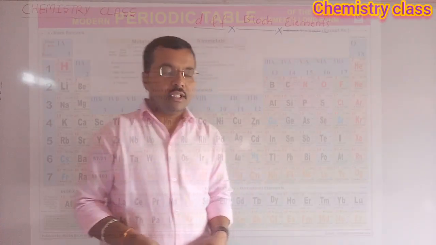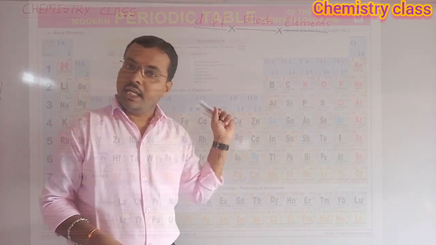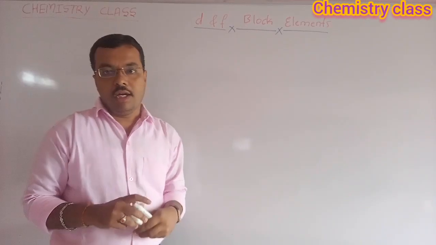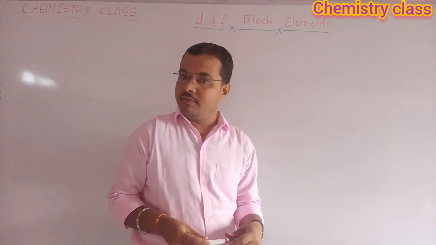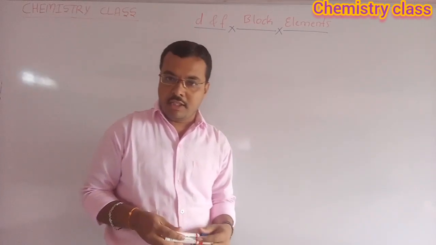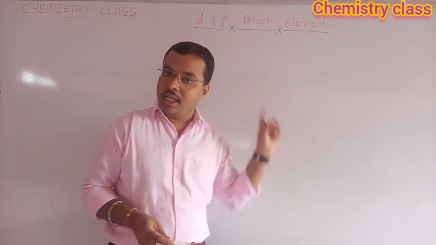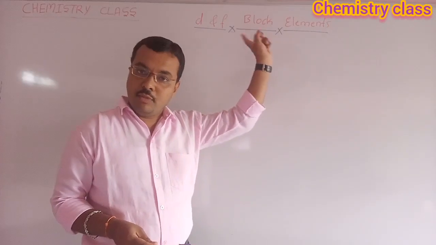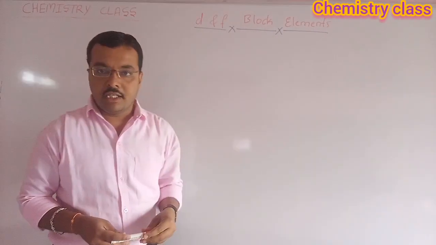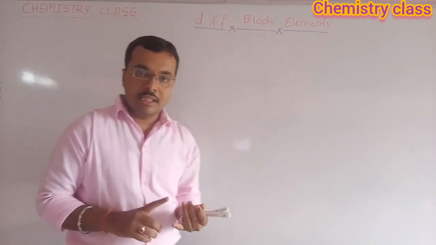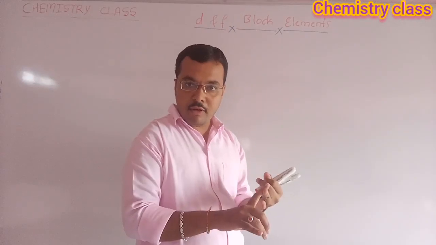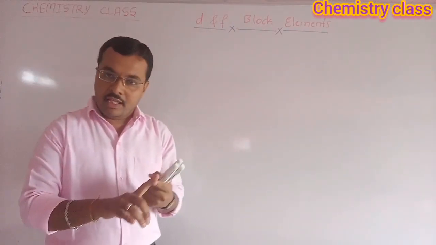Let us discuss the continued part of the chapter D and F block elements. In the previous sessions of this chapter, we have discussed some of the concepts, like the classification of the periodic table and where we can find the D and F block elements. Both D and F block elements come under the classification of the periodic table. The periodic table can be classified into a total of 4 different blocks: S block elements, P block elements, D block elements and F block elements.